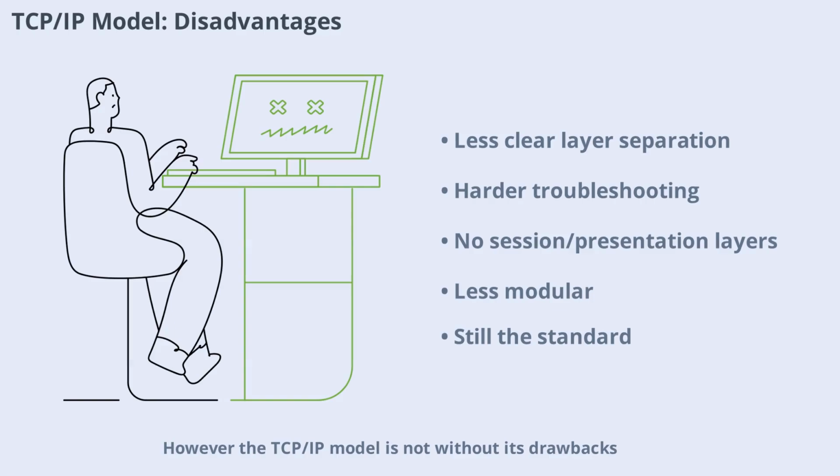However, the TCP/IP model is not without its drawbacks. Its layers are less clearly defined than those in the OSI model, which can make troubleshooting more challenging. The model also doesn't separate presentation and session functions, potentially leading to less modularity in some implementations. Despite these issues, its real-world effectiveness has made it the standard for internet communication.